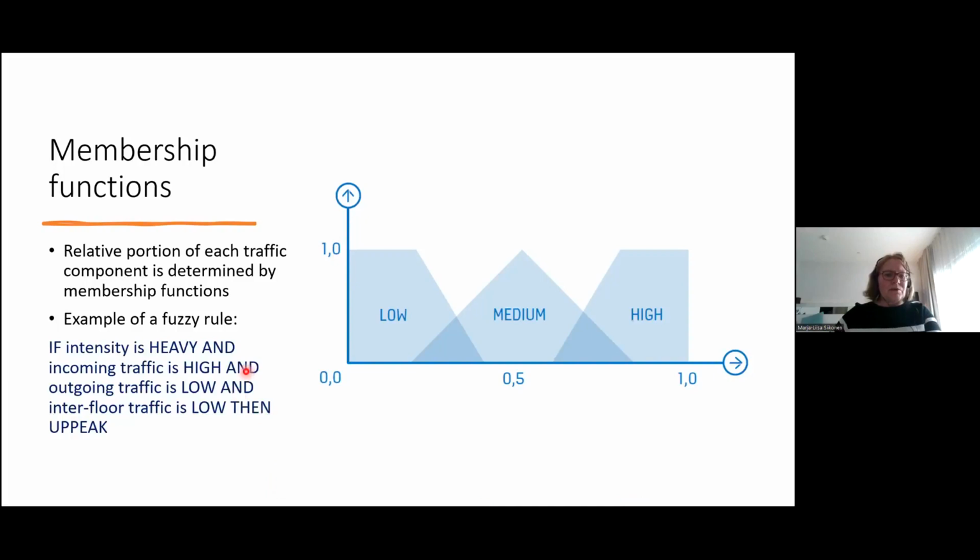Here is an example of a fuzzy rule that if intensity is heavy and portion of incoming traffic is high and portion of outgoing and interflow traffic is low, then we have up peak. So we could utilize simple rules to deal with the numbers.